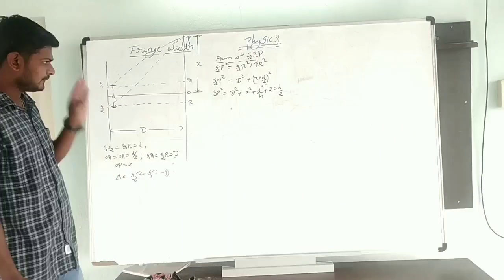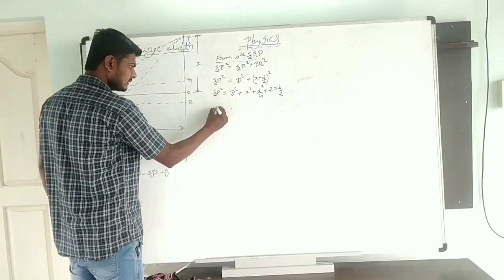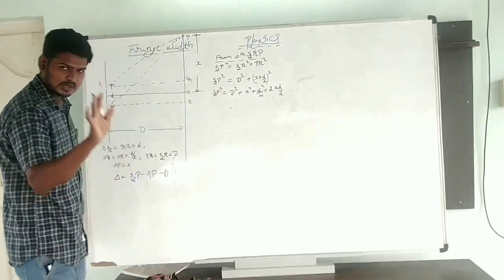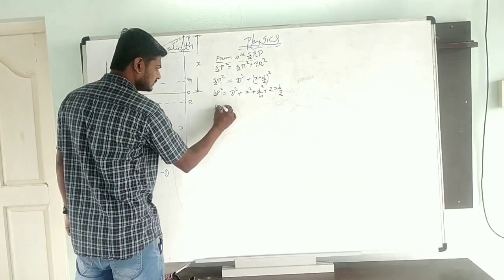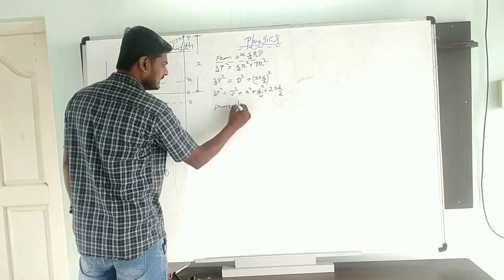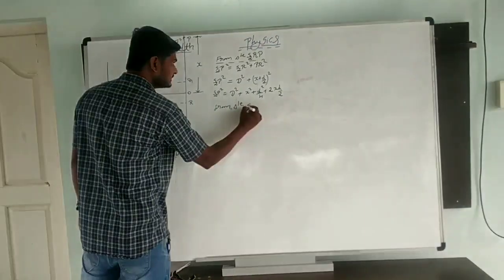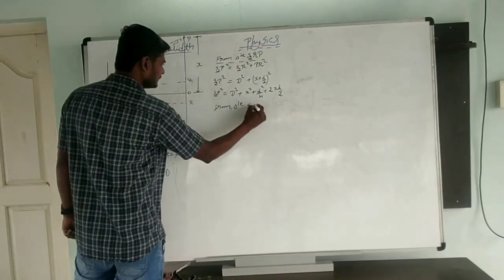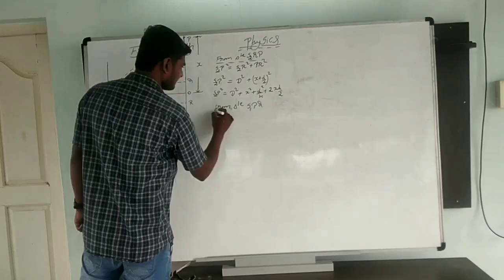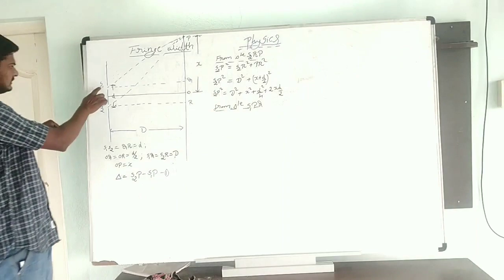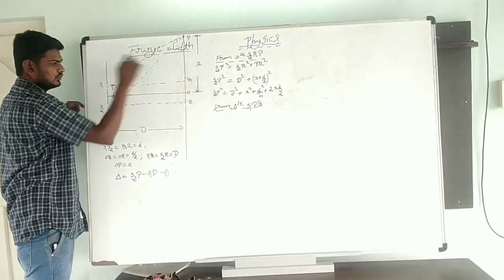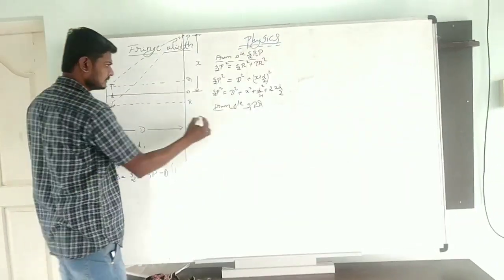Now I have already found the S2P value. Next I want S1P, so I am going to take triangle S1PQ.